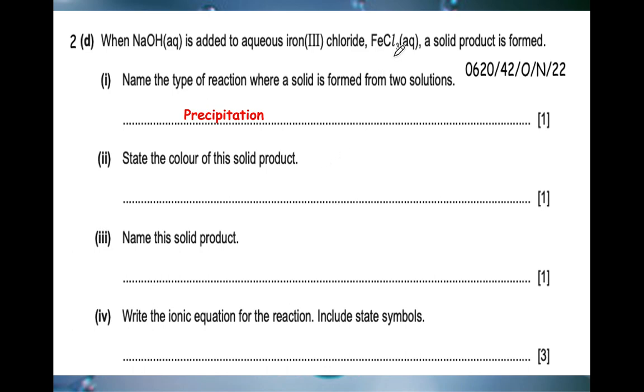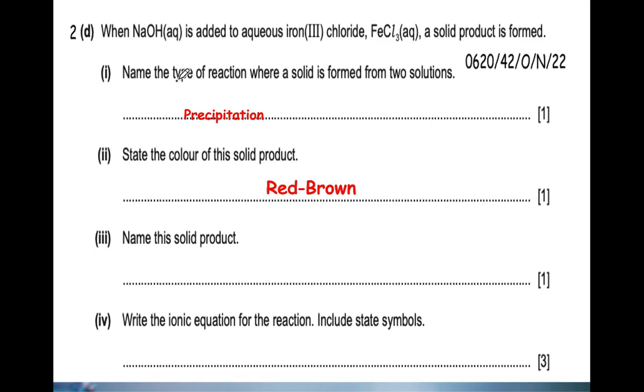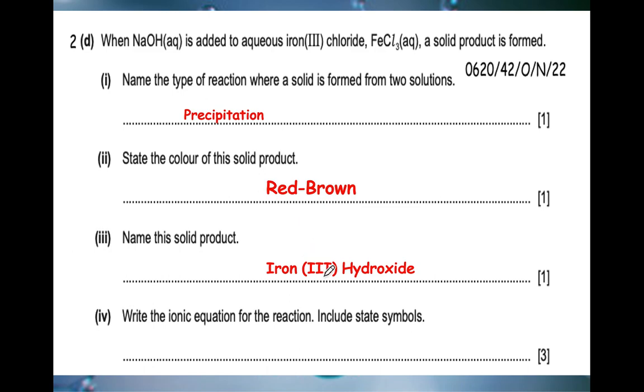Of course, we know that when iron 3 chloride is added to sodium hydroxide, this is the iron 3 hydroxide salt, and the color will be a red-brown precipitate solid. Name this solid. So the solid here is iron 3 hydroxide. Write the ionic equation for the reaction, include state symbols. So as we took the sodium hydroxide aqueous plus the iron chloride aqueous, we're going to dismiss similar states.